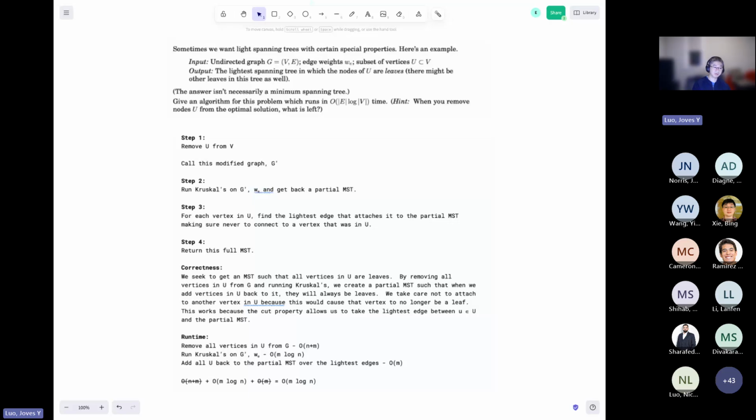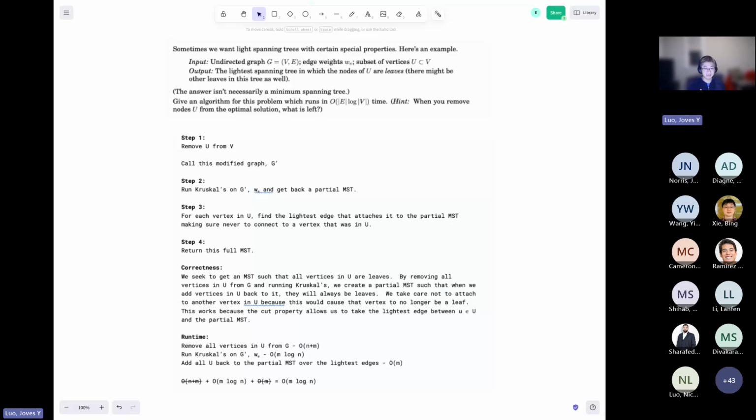Okay, so we remove U from our list of vertices, V, and then we're going to call this modified graph G prime. Then we're going to run Kruskal's on this, and we're just going to get a partial MST. Okay. Now we can also check to see if this partial MST is already an MST, because if there's any problem it would not work. So this partial MST must be an actual MST of the vertices that remain.